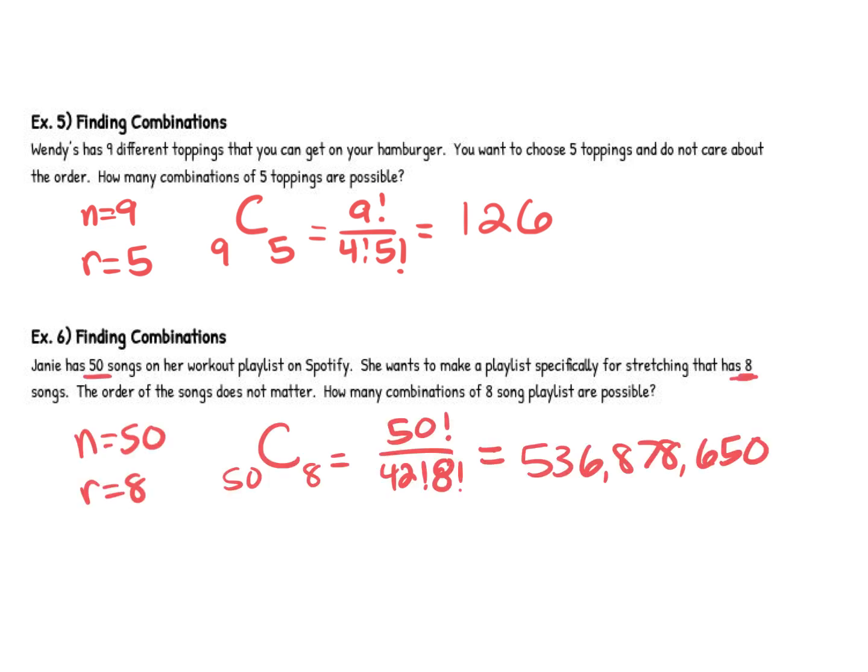Okay, for our last example, Janie has 50 songs on a workout playlist, and she wants to make a playlist with 8 songs on it, and the order of the songs doesn't matter. And so it's 50 choose 8, it's a combination. 50 factorial over 42 factorial times 8 factorial gives us 536,878,650 possible playlists.